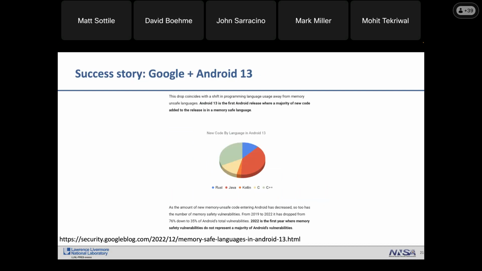Basically, Rust, Java, and Kotlin were the major languages that began to take the place of the unsafe languages like C and C++. And this was also the first year that they didn't see memory safety vulnerabilities being the majority of their vulnerabilities. Interesting that they say it's not the majority of vulnerabilities. Now they have lots of other vulnerabilities. They're just coming from something other than memory safety. And so this is a good thing.